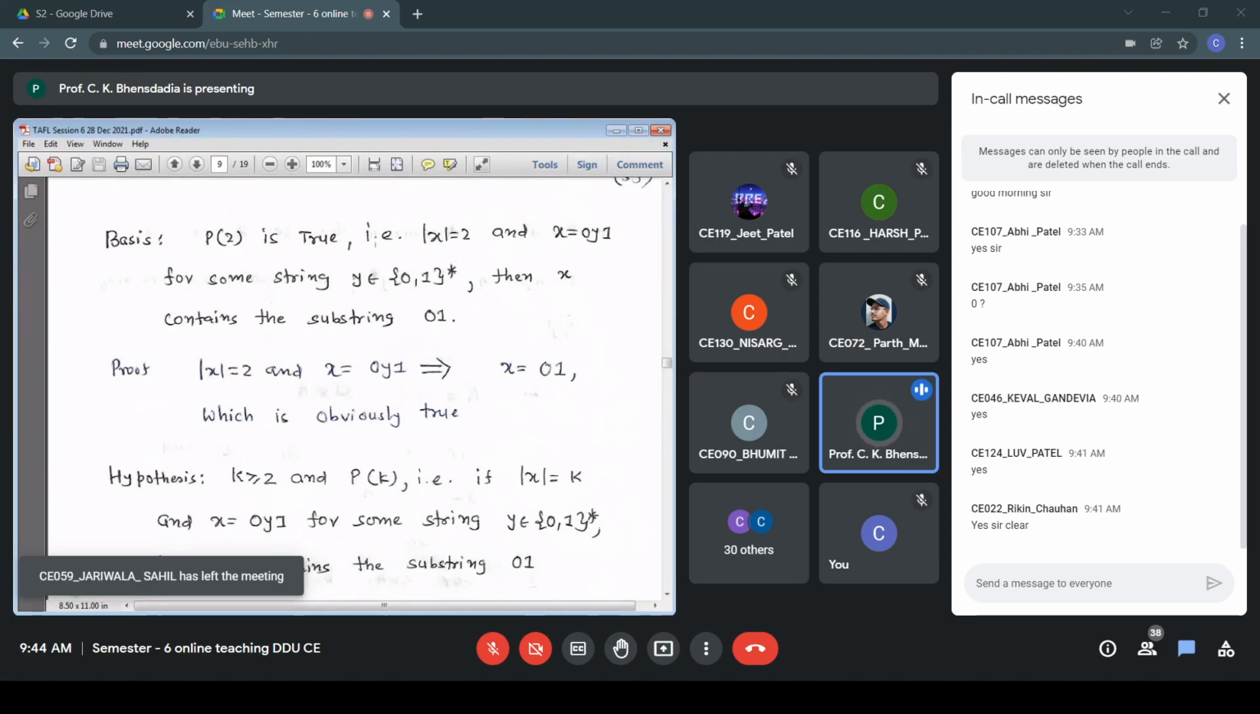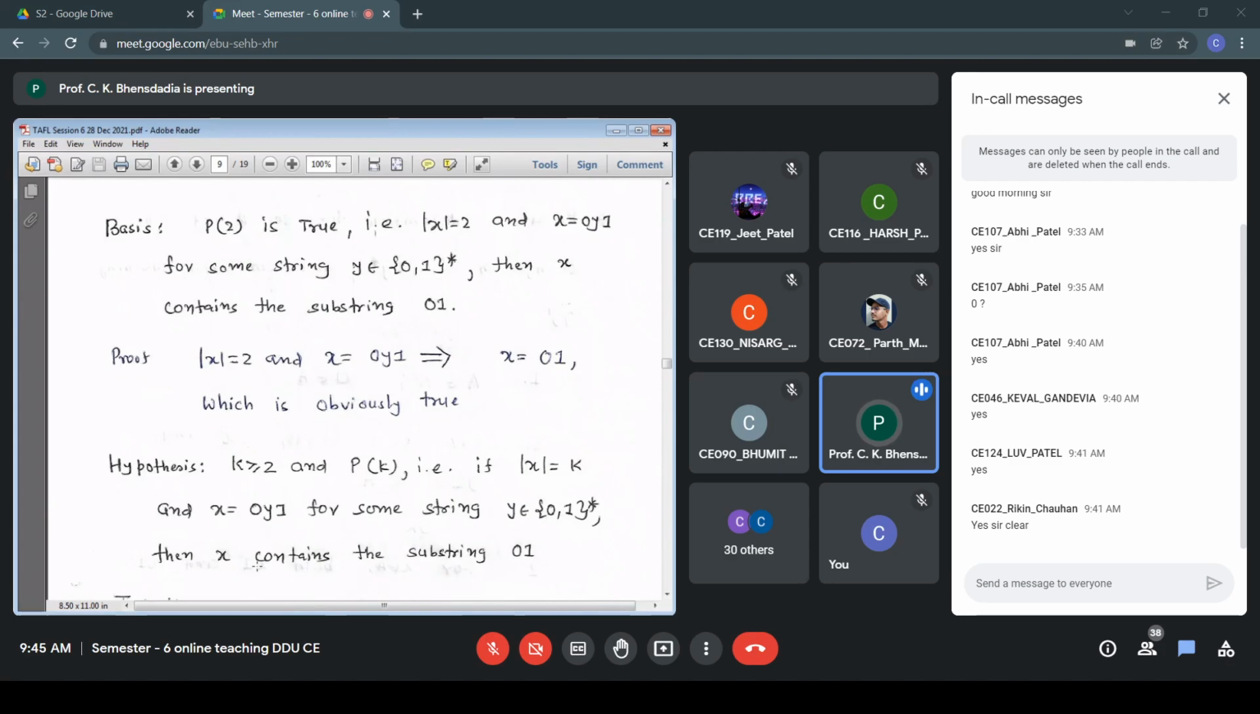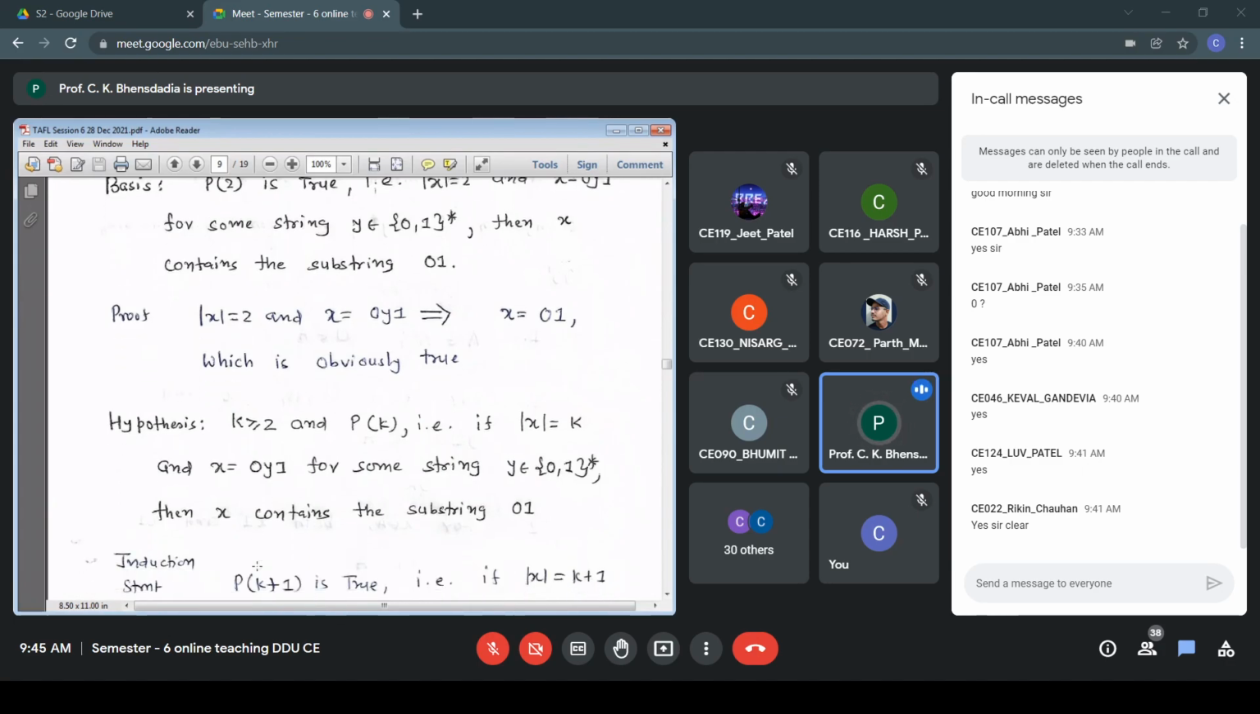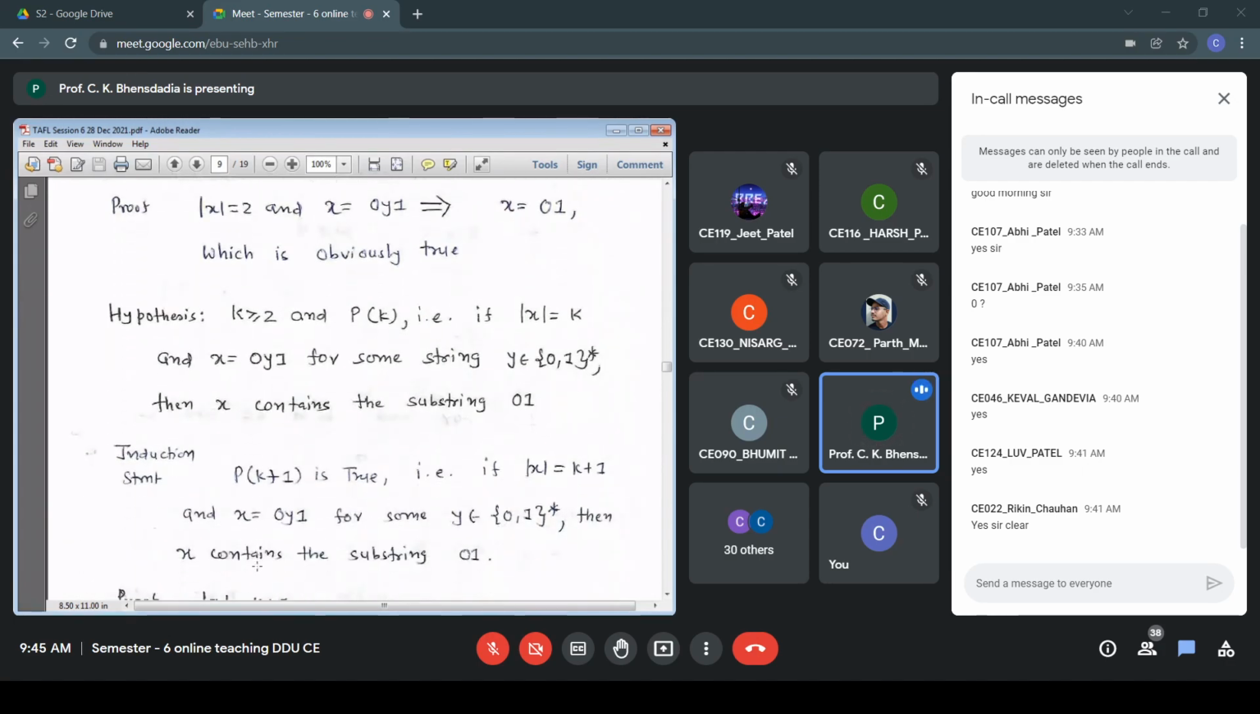Accordingly, the hypothesis statement: length of x is equal to k plus 1, and remaining things as they are. Length of x equal to k plus 1 and x equal to 0 y1 for some y belonging to sigma star, then x contains the substring 0 1.